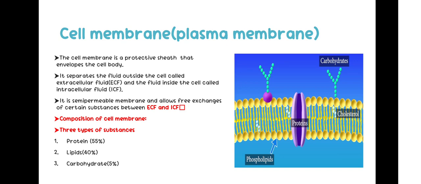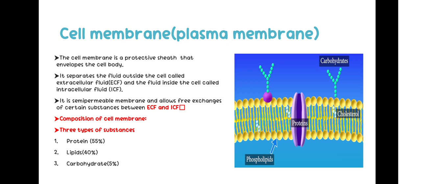It is a semi-permeable membrane and allows free exchange of certain substances between the ECF and ICF. So the plasma membrane is made in such a way that it is semi-permeable and allows the free exchange of certain substances which are needed for the cell. Composition of the cell membrane: there are mainly three types of substances present in the cell membrane. They are protein 55%, lipid 40%, carbohydrate 5%.